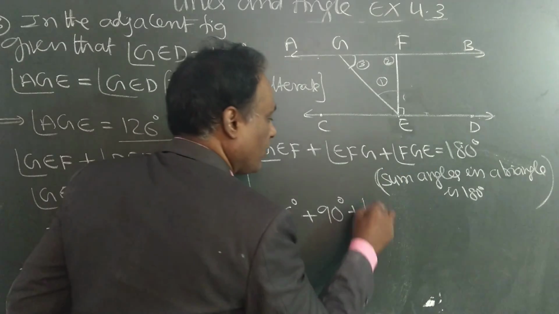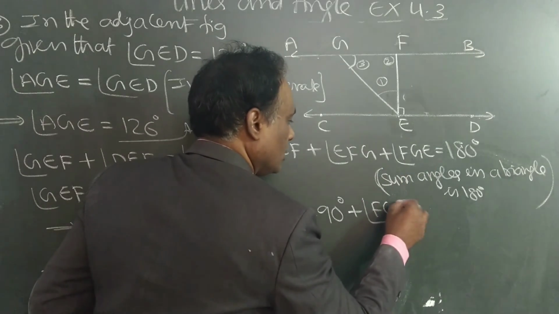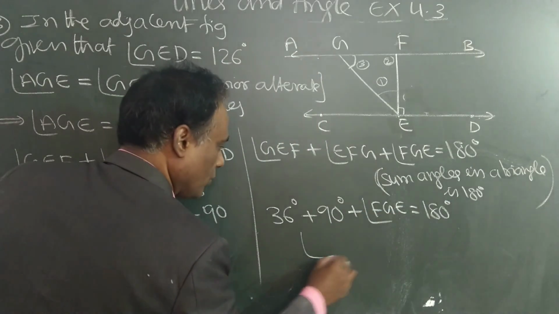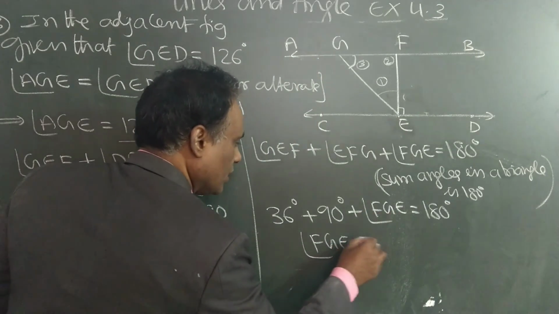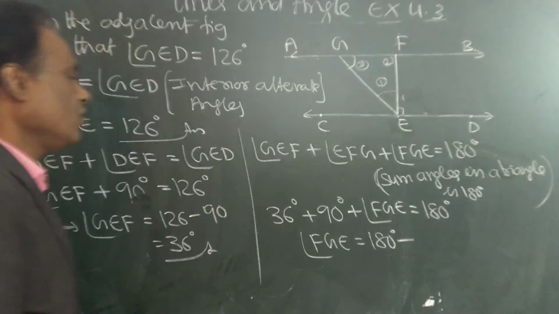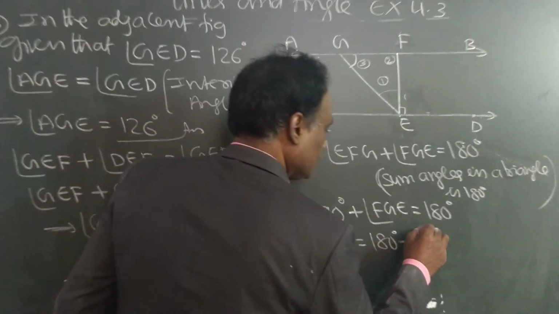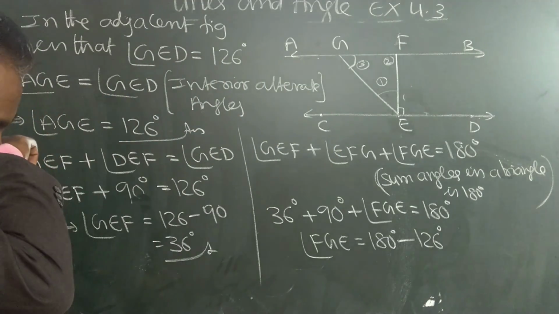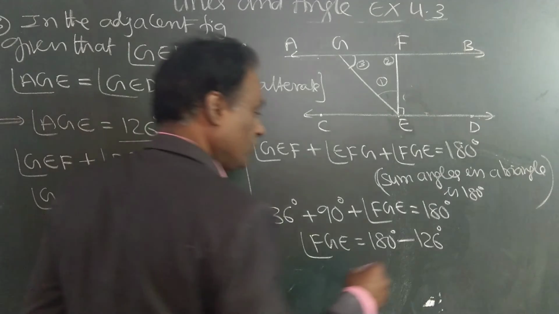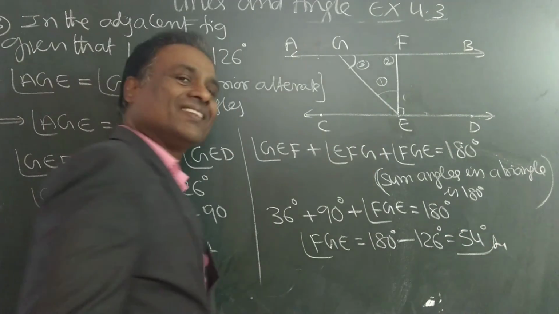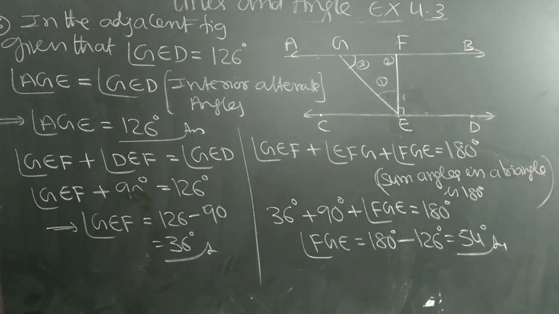Plus this, which we have to find, is equal to 180. Therefore, FGE is equal to 180 minus (90 plus 36), that is 180 minus 126, which is 54. All 3 answers we got, students.